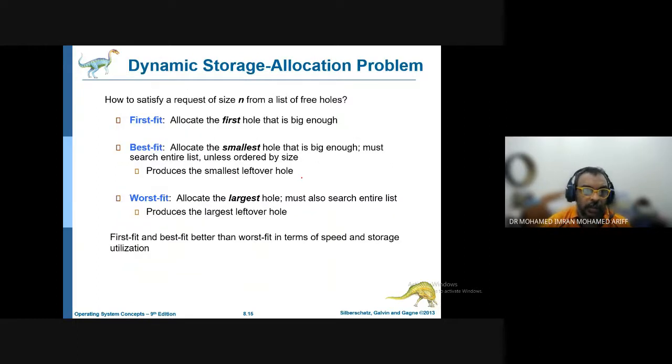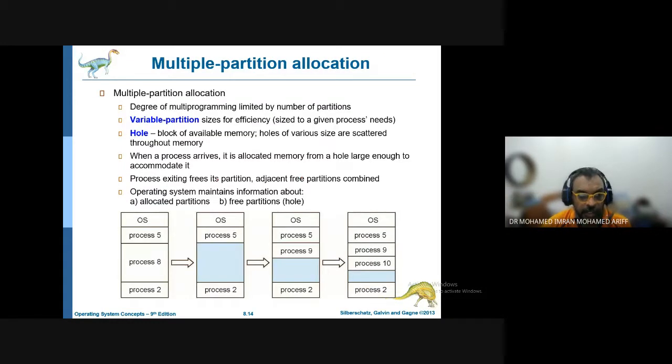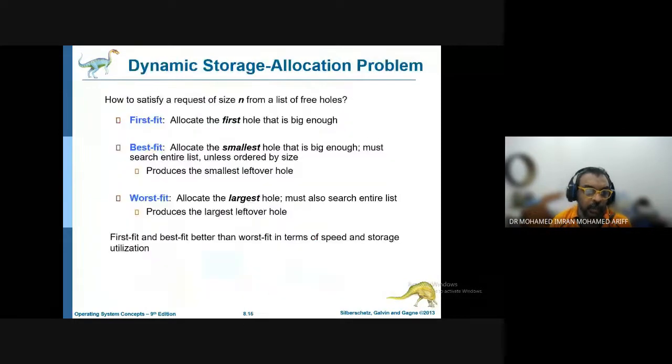In order for a process to be stored inside the memory, it goes through several different algorithms. It can go through first fit, best fit and worst fit. What is the first fit? The first fit takes the first empty spot that is big enough.